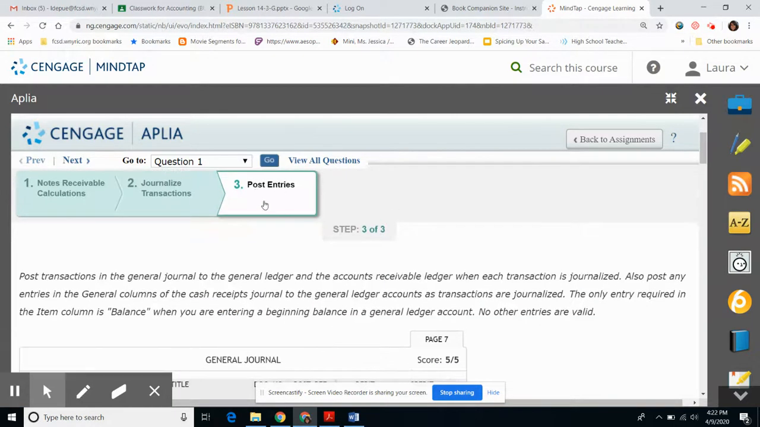So the last step is to post these journal entries. So the directions say to post the transactions in the general journal to the general ledgers and the accounts receivable ledgers when each transaction is journalized. So we're basically going to journalize like we always do. We're going to start with the general journal and then do the cash receipts journal. It also says the only entry required in the item column is balance when you are entering the beginning balance of the general ledger account. No other entries are valid.